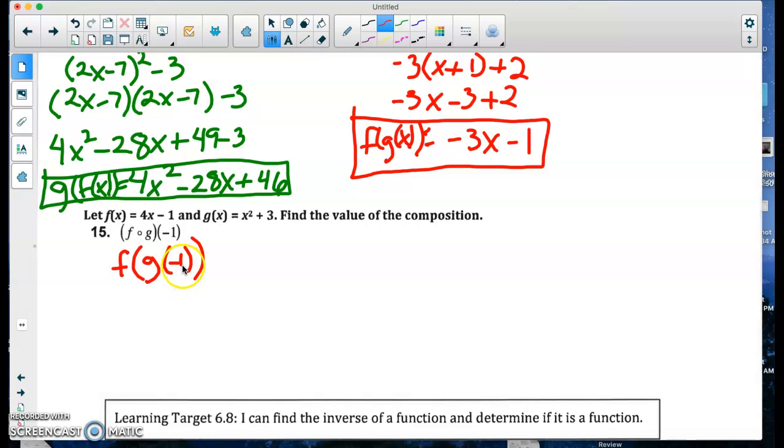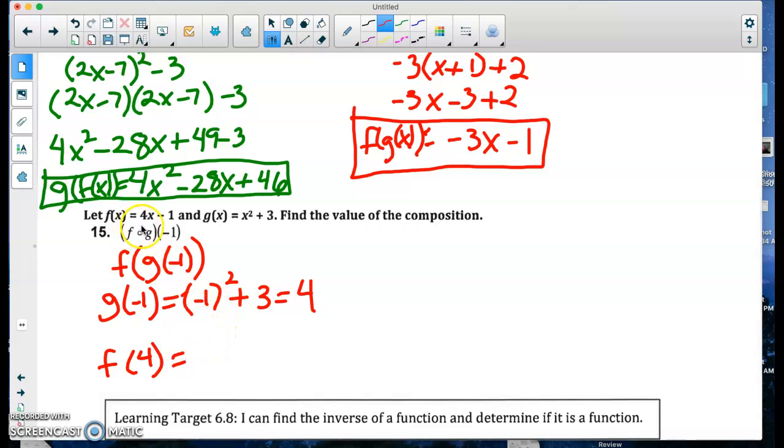It tells me I'm going to take negative 1 and plug it into my g function. So I'm going to have g of negative 1. This time, every time I see an x in the g function, we're going to plug in negative 1. So I'm going to have negative 1 squared plus 3. Grab in our calculator if we need this. This is really 1 plus 3, which is 4. And then we're working our way outward. So I'm just going to take this 4 now, and we're going to plug it into the f function. So now we're going to have f of 4.